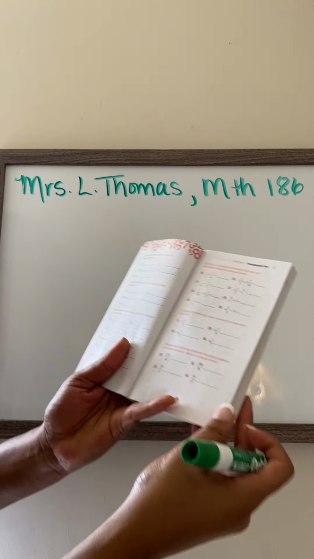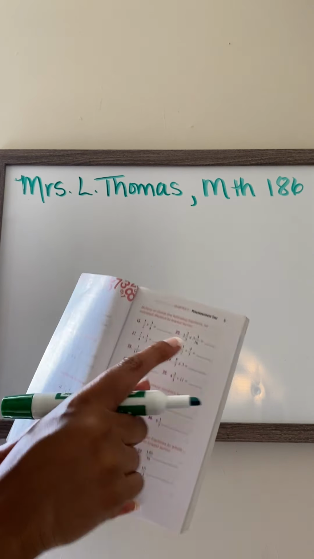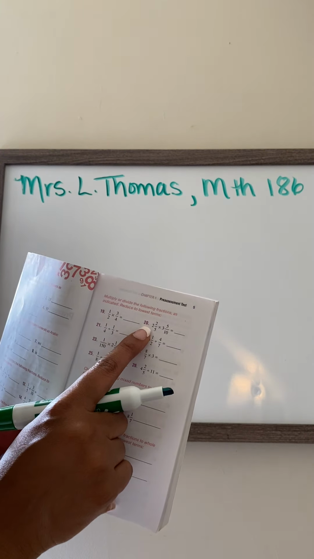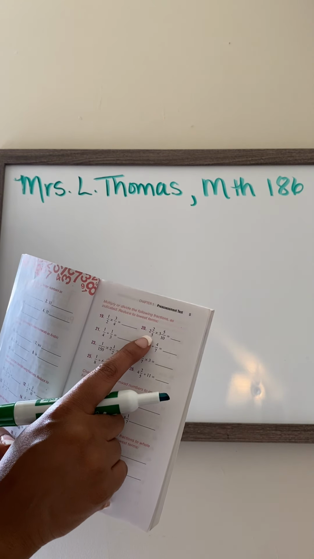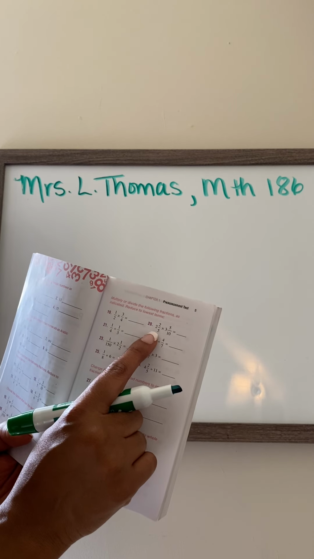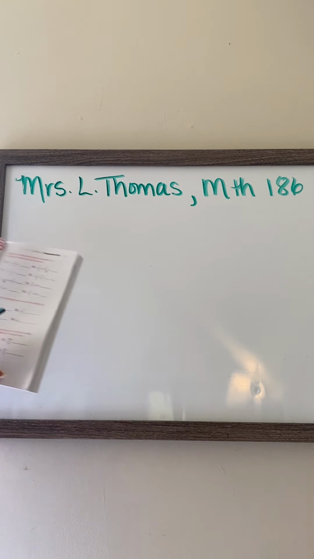Okay. The next set says change the following mixed numbers to improper fractions. So this will help you with number 20. If you say, well, Ms. Thomas, I don't know how to do the multiplication. Well, first you have to change your mixed number to improper, and then you multiply straight across. Okay, so let me teach you how to do 27.